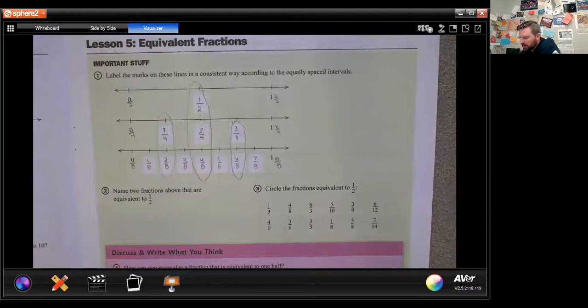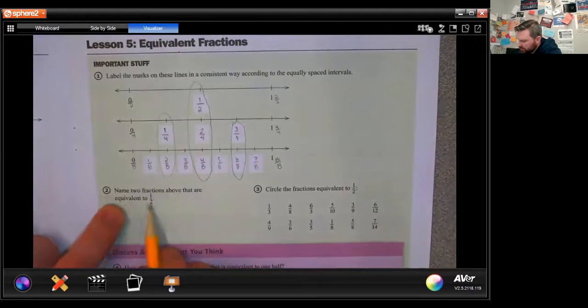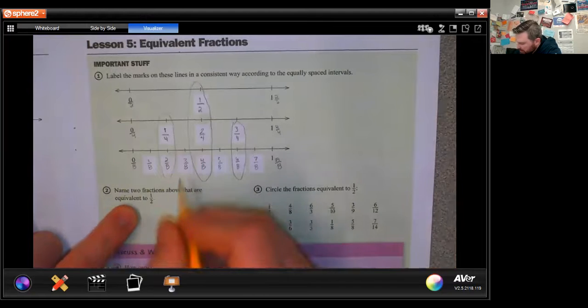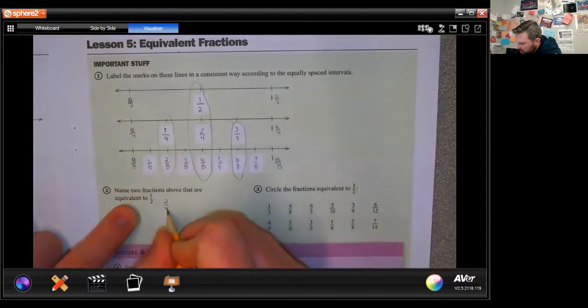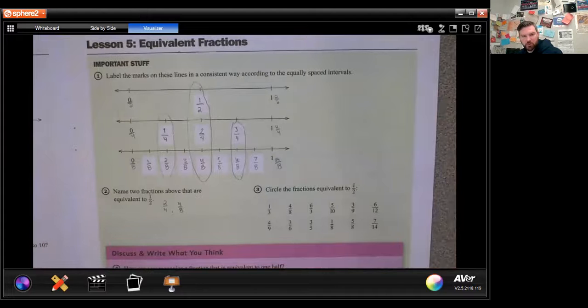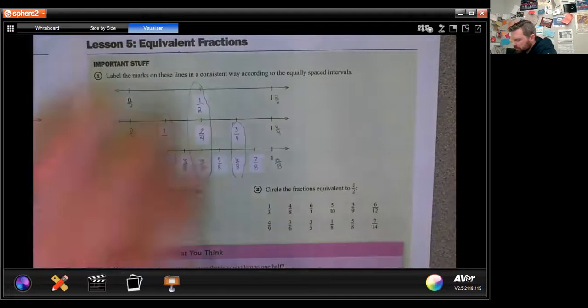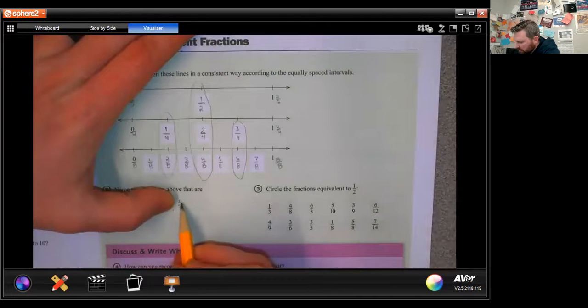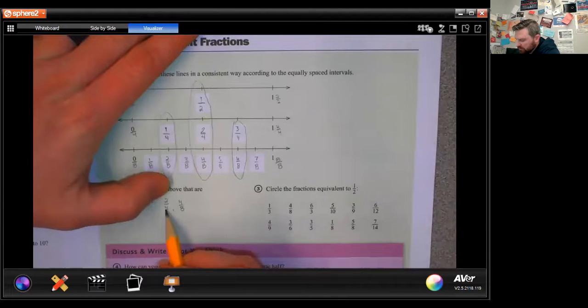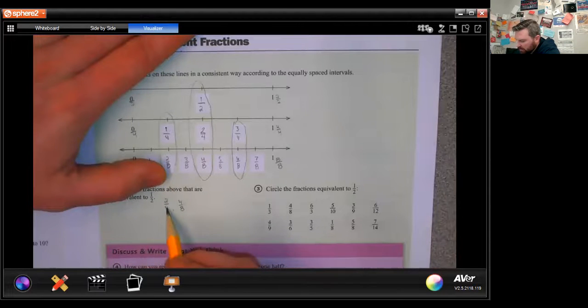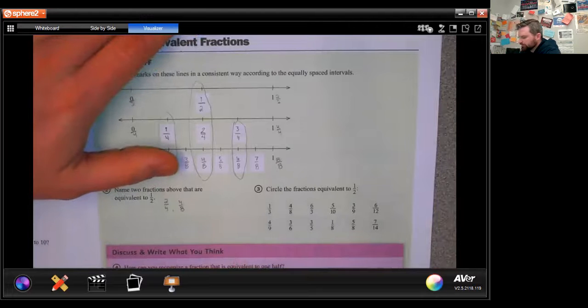So name 2 fractions above that are equivalent to 1/2. We've already done that. So you got 2/4 and 4/8. Okay, those are equivalent. Notice all you do is, if you have 4/8, you can divide both of those numbers by 2. So 4 divided by 2 is 2, and 8 divided by 2 is 4. And then we could divide those by 2 again. 2 divided by 2 is 1. 4 divided by 2 is 2.